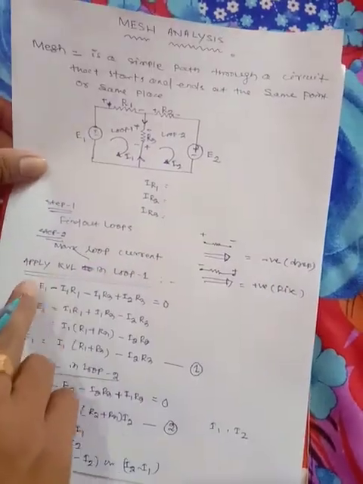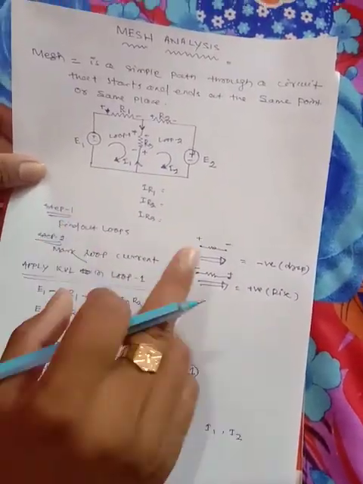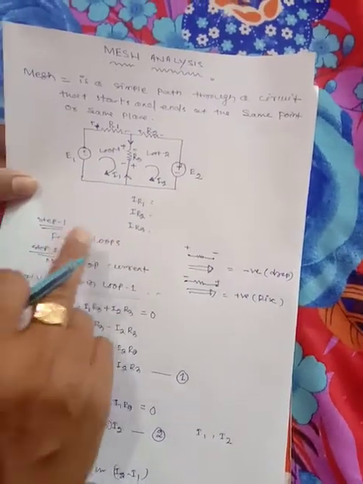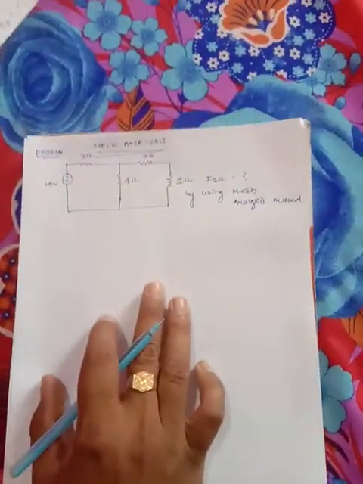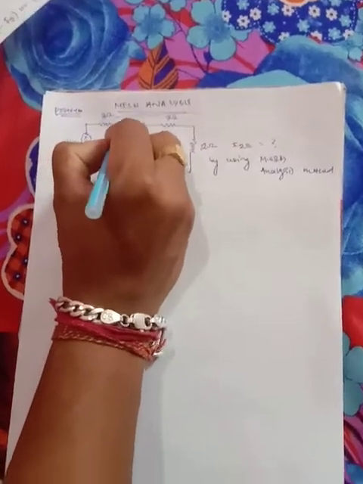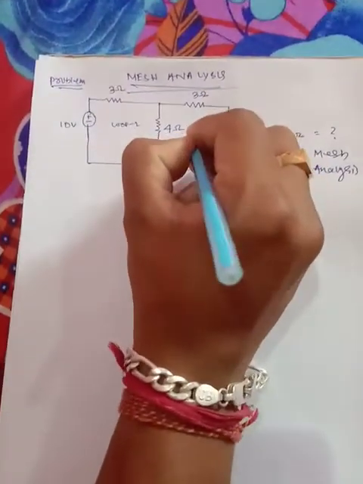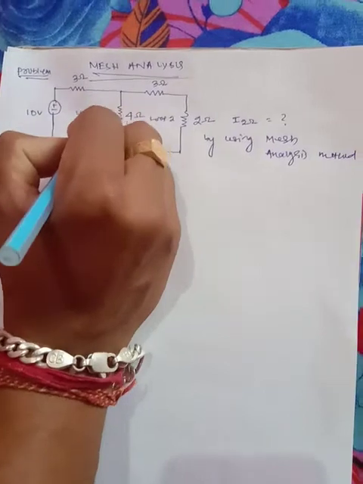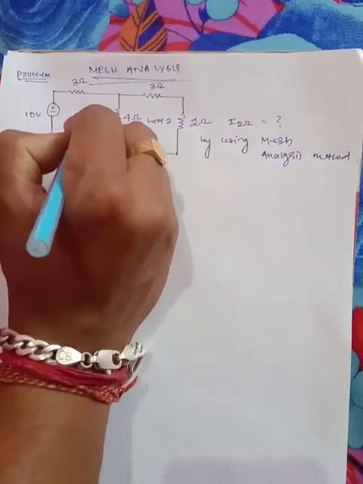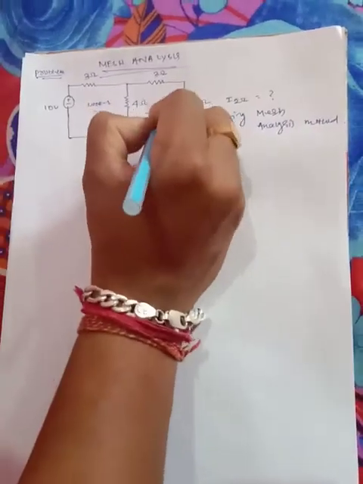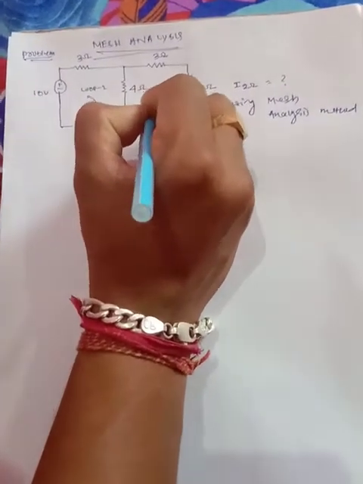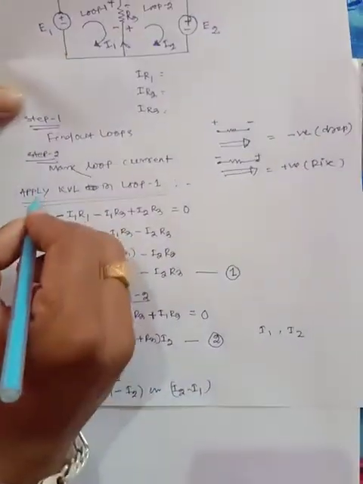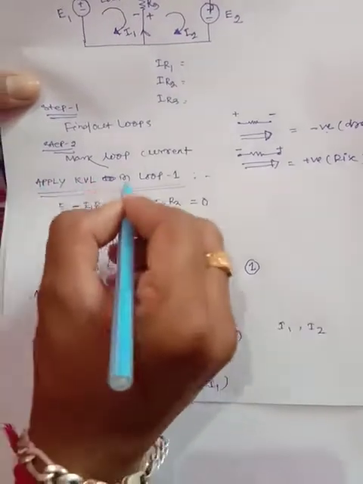That is, apply KVL in loop 1. That means step 1, find out the loops. How many loops are present in that circuit? So loops are 2, namely loop 1 and loop 2. In step 2, mark the loop currents. So I will mark easily, that is I1 current and I2 current. In step 3, apply KVL in loop 1 and after that loop 2.